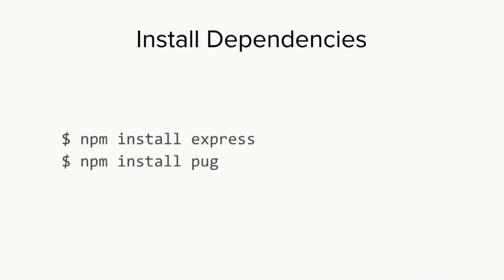So the first thing we need to do, because I said this will run exactly as is, right? So we're going to cover everything, is we need to install Express, the biggest, most popular web framework in Node, as well as Pug, which we're going to use for templating.